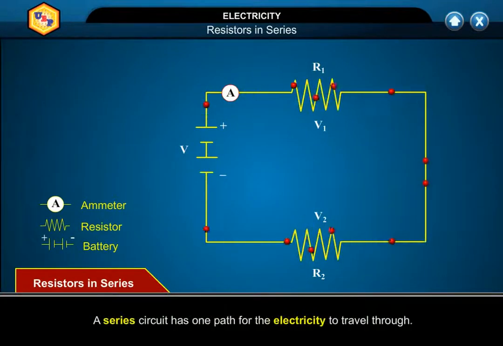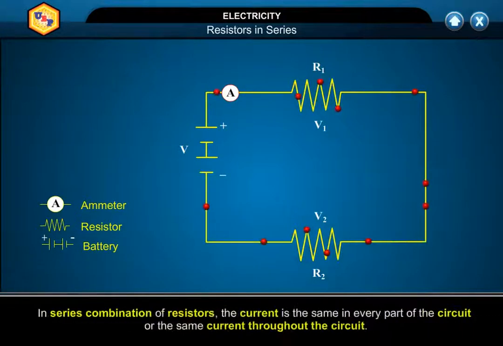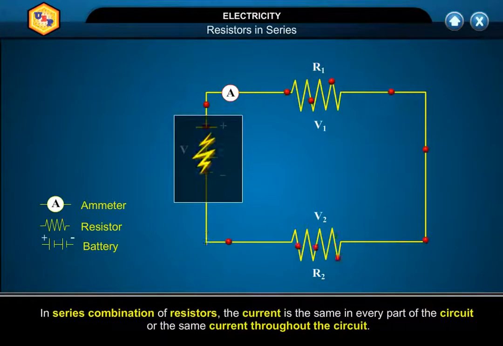A series circuit has one path for the electricity to travel through. In series combination of resistors, the current is the same in every part of the circuit, or the same current throughout the circuit.